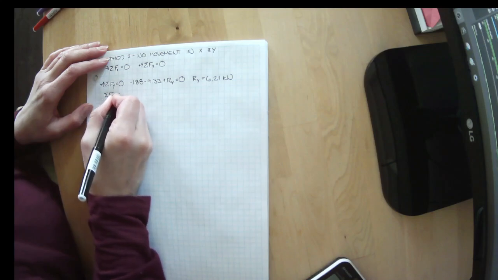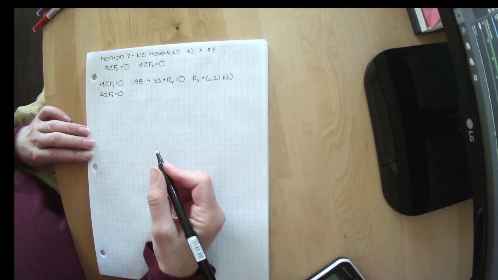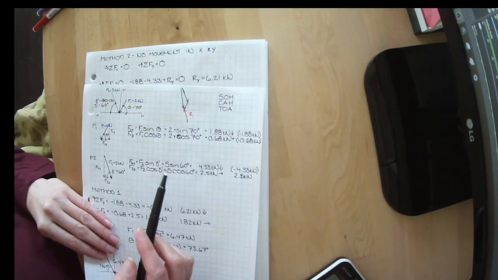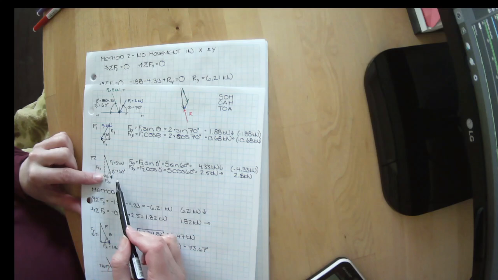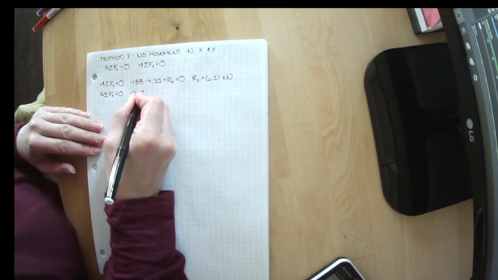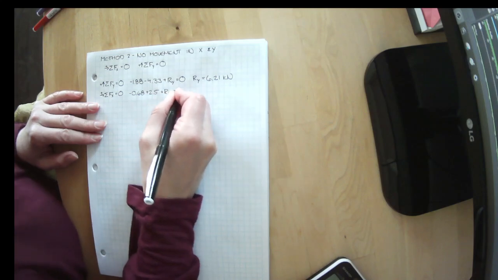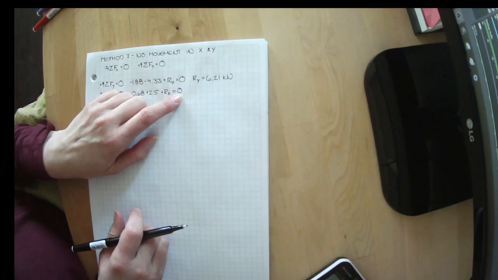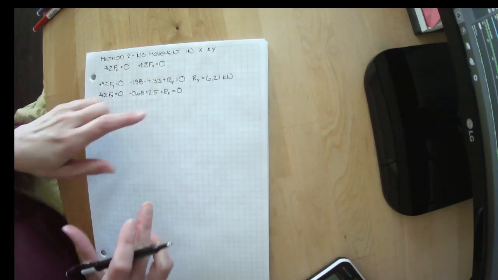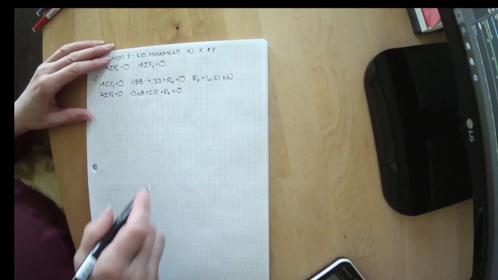Let's sum the forces in the X direction. We know that everything in this direction is positive, so anything in this direction is negative. We solved for our X component here of minus 0.68, and then our X component here of plus 2.5, so minus 0.68 plus 2.5 kilonewtons. And then there's got to be some reaction here that stops this from moving. By stopping it from moving, the sum of all the forces has to be zero. If it's not zero, it's moving. So there's got to be something equal and opposite to these that's stopping it from moving.